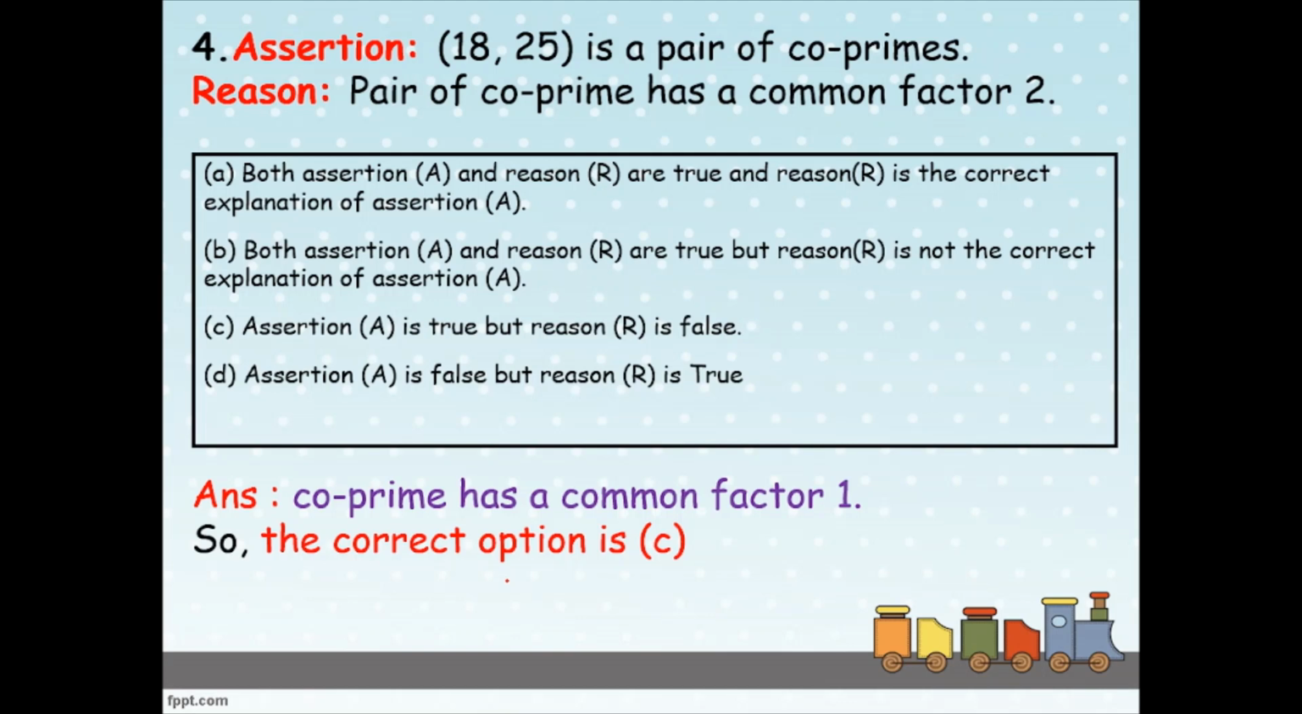Question 4, assertion says that 18, 25 is a pair of co-primes. First of all, 18, okay, it's a pair of co-primes. Go and check the reason. First, you should know what is co-prime. Co-prime means the numbers have the common factor 1 only. Only 1 is the common factor. Here, 18 and 25 have a common factor 3 also. So, first you check the reason. As I said, here it is given 2 is a common factor. Here itself the statement goes wrong. When the reason is wrong, we obviously take option C.